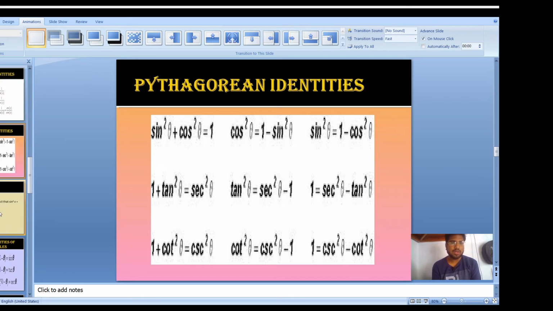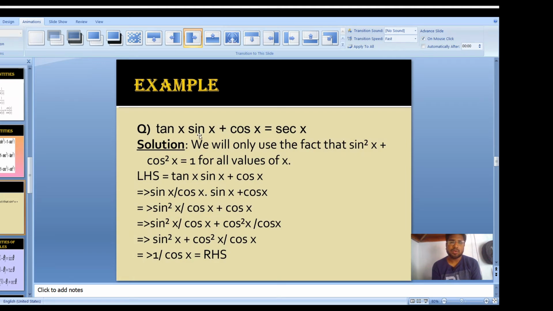Okay, now comes the example. What is the question? The question is to prove that tan x into (sin x plus cos x) is equal to sec x. We take the LHS, that is tan x (sin x plus cos x), and we know tan x is sin x upon cos x, so sin x upon cos x into (sin x plus cos x). Sin x into sin x gives sin square x upon cos x plus cos x.